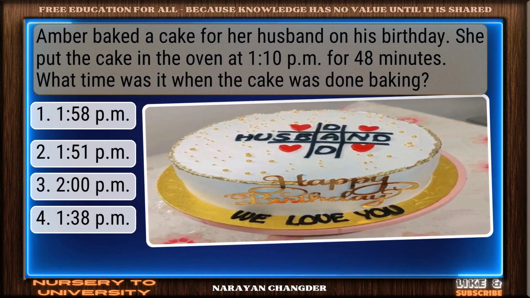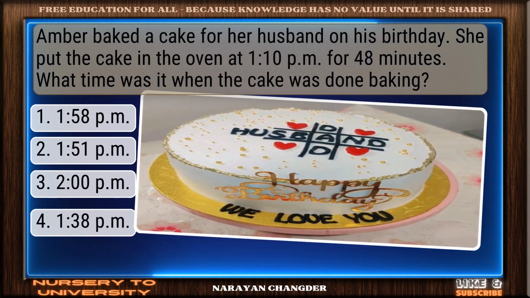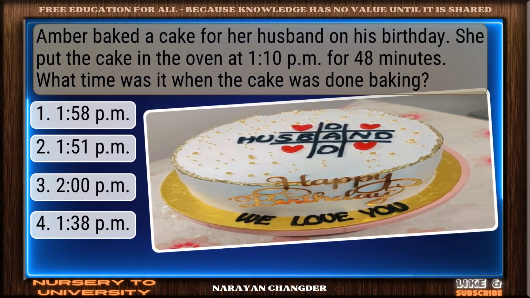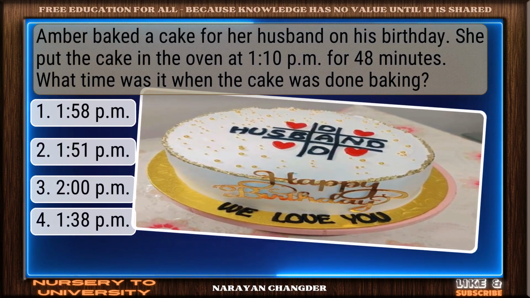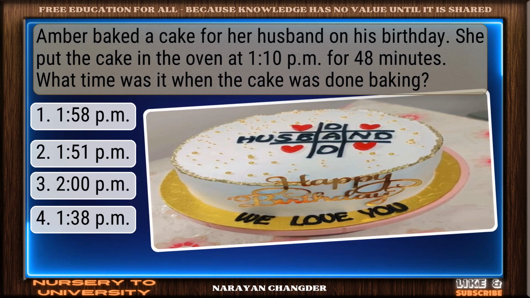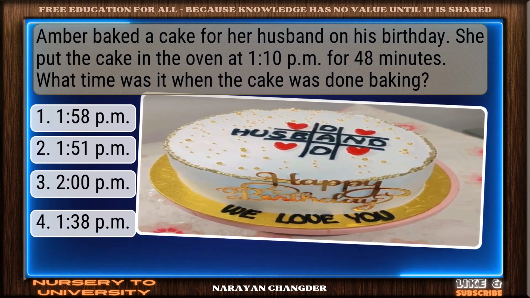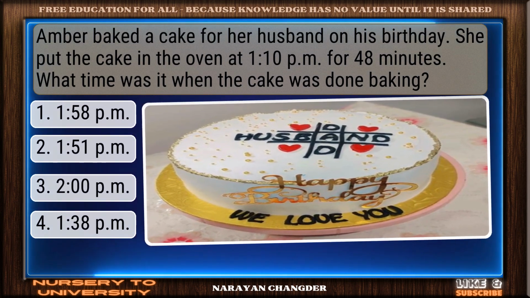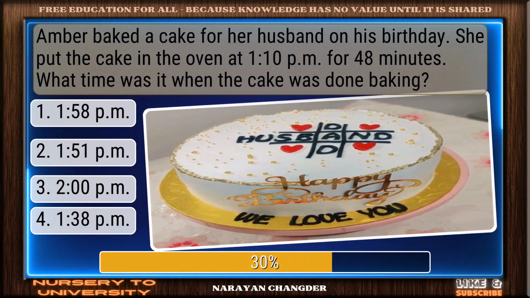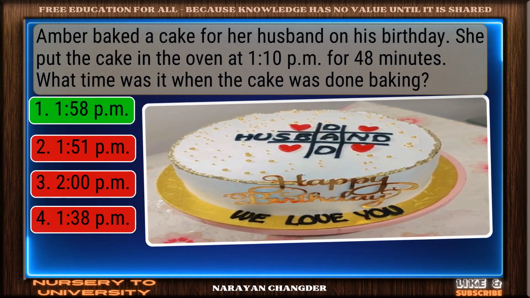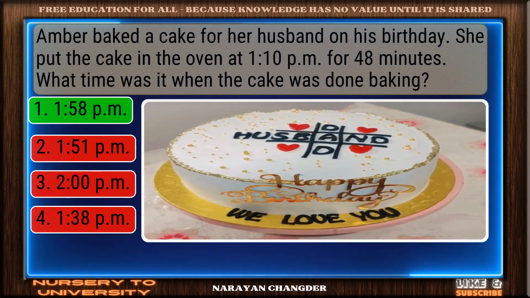Amber baked a cake for her husband on his birthday. She put the cake in the oven at 1:10 p.m. for 48 minutes. What time was it when the cake was done baking? Nice work. You chose 1:58 p.m.